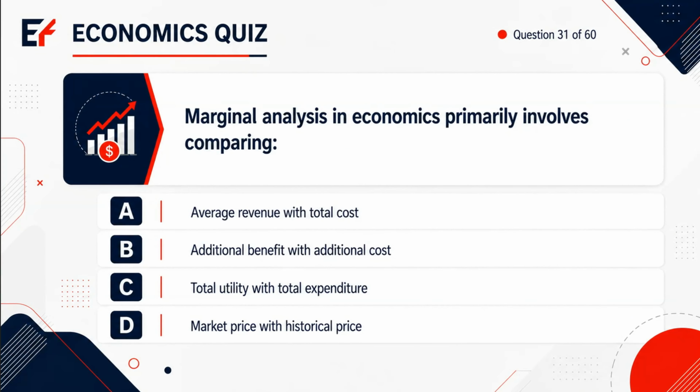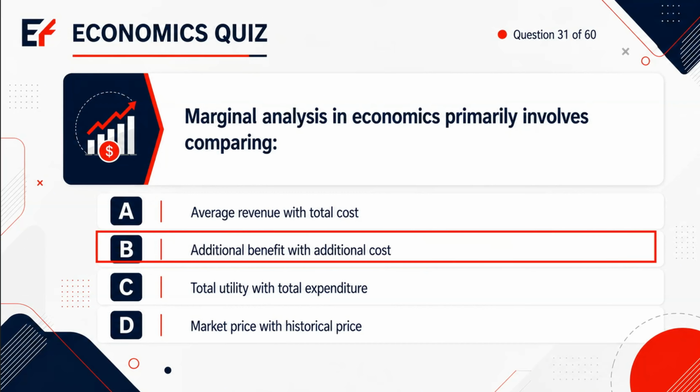Question 31. Marginal analysis in economics primarily involves comparing A. Average revenue with total cost. B. Additional benefit with additional cost. C. Total utility with total expenditure. D. Market price with historical price. The correct answer is B. Let's get straight to the decision rule.